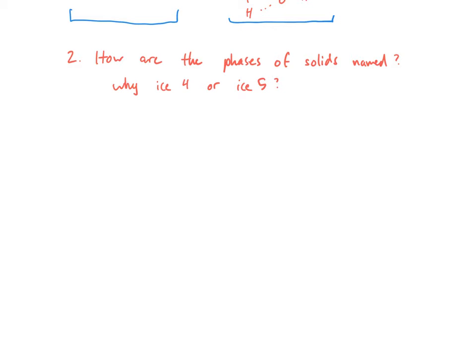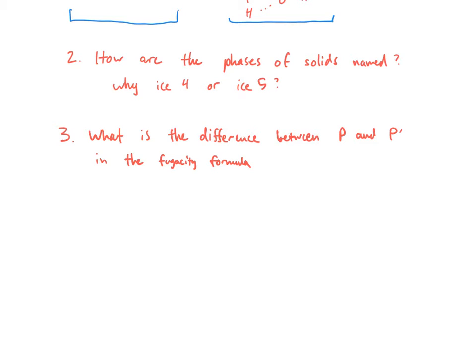So ice 1 is the form of ice that everyone already knows, and then ice 2, I actually looked it up, it was discovered in 1900, and then presumably ice 3, ice 4, ice 5 were discovered at various locations of the pressure-temperature phase diagram later on in time. So that at least is one possible explanation for the numbering scheme of the different solid phases.